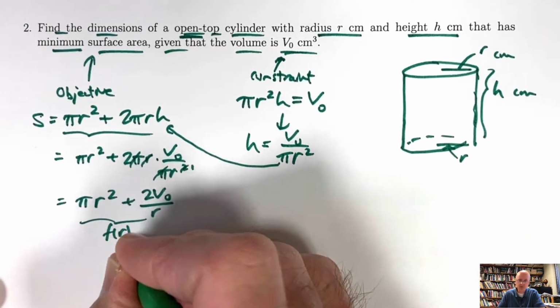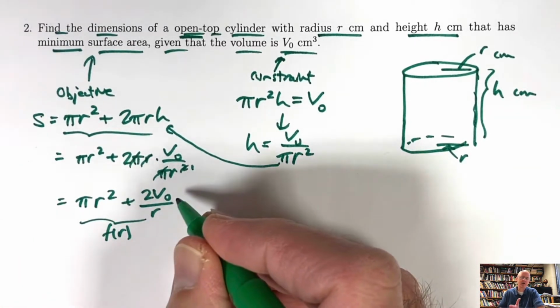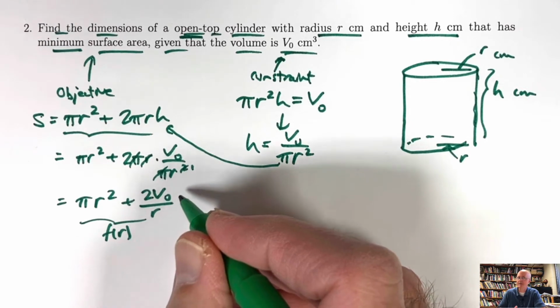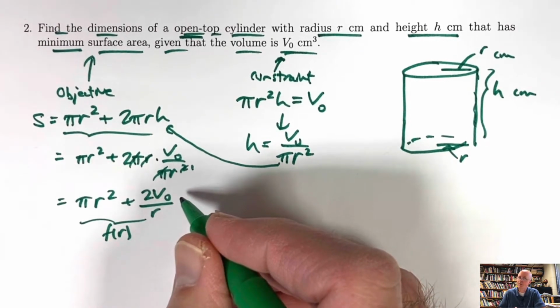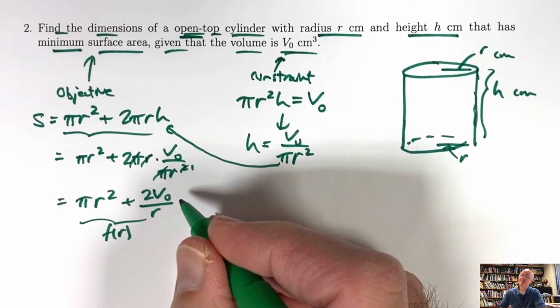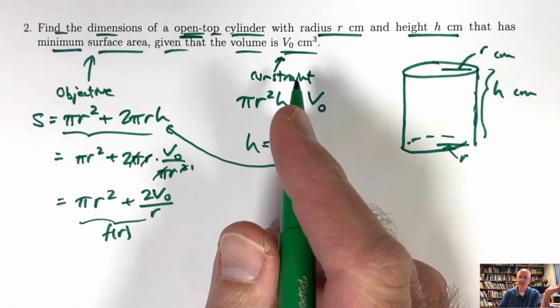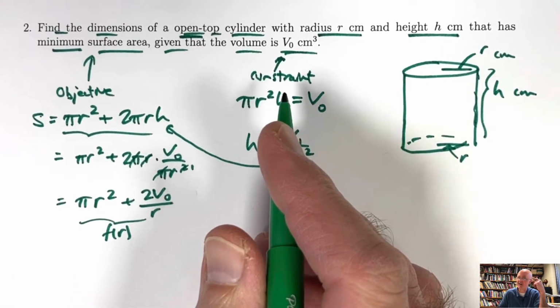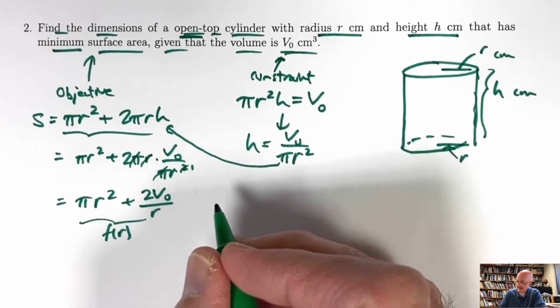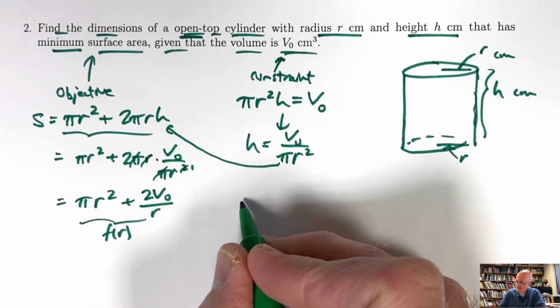And this is a function of r. You might argue, well, is it a function of v0 too? Well, not if you're thinking of v0 as a constant. Though, if you wanted to, you could imagine it's a variable. Whether a letter represents a constant or a variable, it's all in your head. It's all in how you're thinking about it. So we want to now optimize this. We want to minimize this.